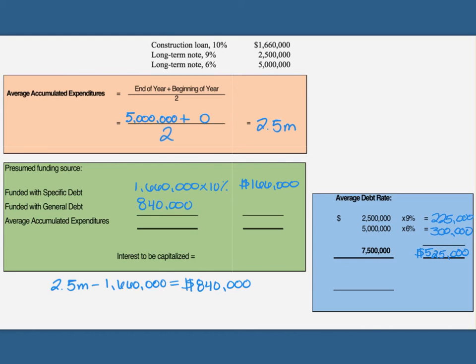So what we'll do is we take the total interest, $525,000, and divide it by the total outstanding loan amounts to get us an average debt rate. So $7.5 million. That's what we'll divide by. And that's going to give us an average debt rate of 7%. So that's what we're going to multiply the $840,000 by. And when we do that calculation, you get $58,800.